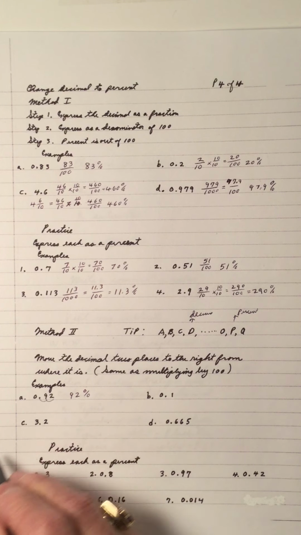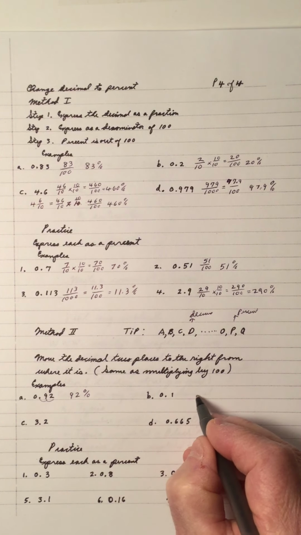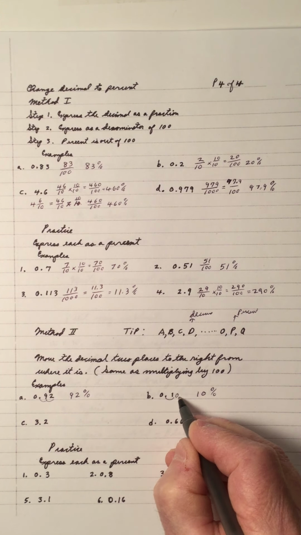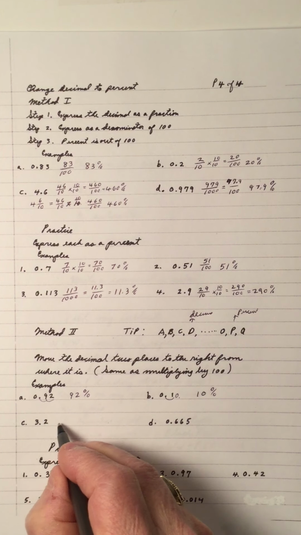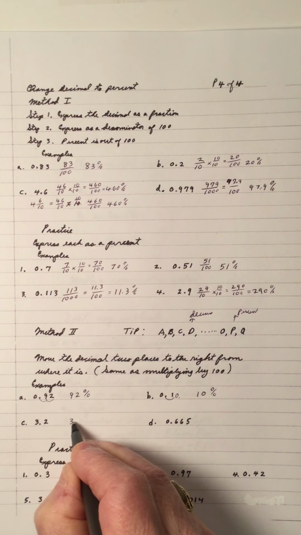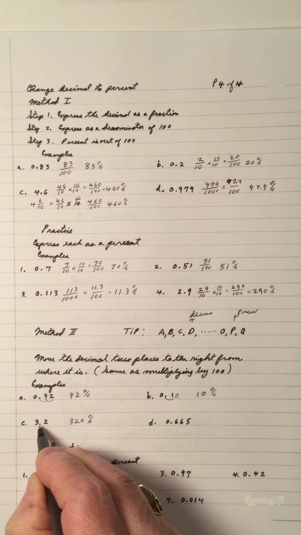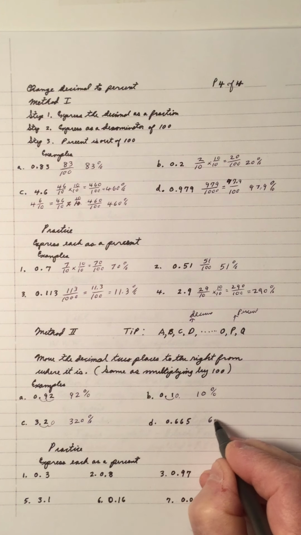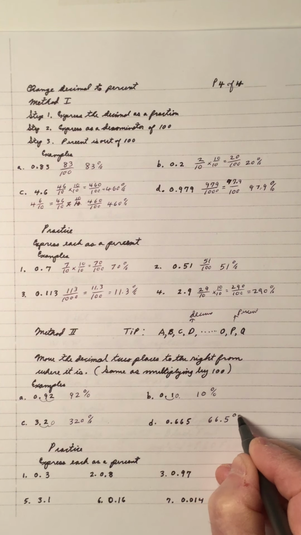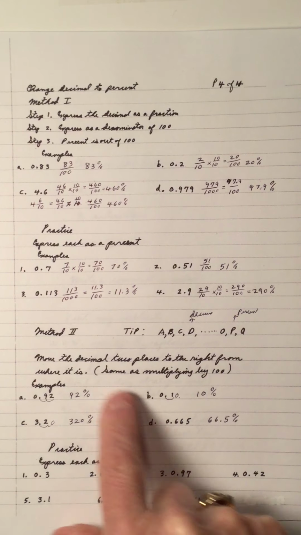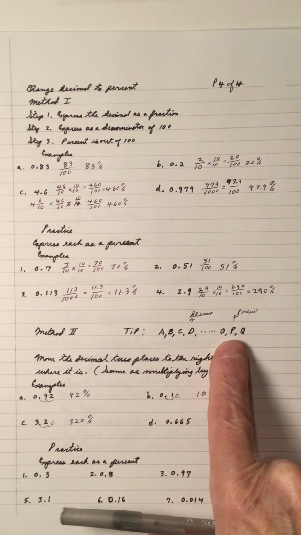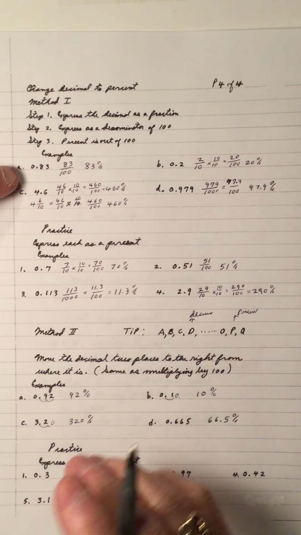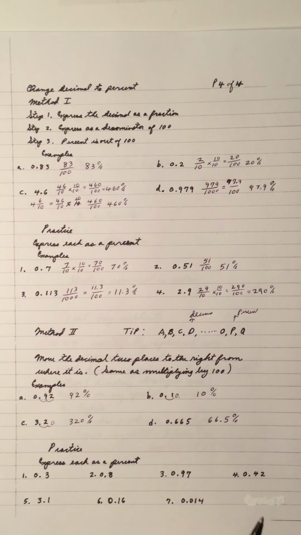2 places, 1, 2. 2 places to the right is 10, 1, and you put another 0. So it's 10%. And 2 places to the right is 320%. 1, and then another 0. And 2 places to the right is 66.5%. This method 2, going decimal to percent, going 2 places to the right, is better than method 1. Method 1 uses more skills, but this is quicker.